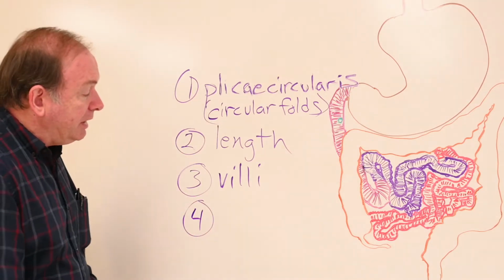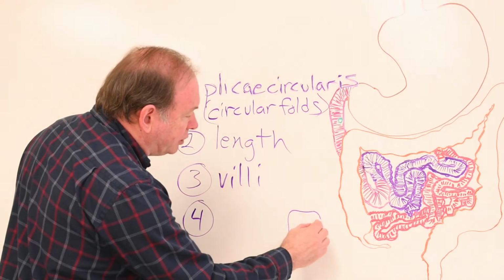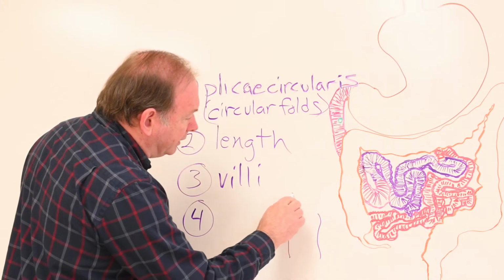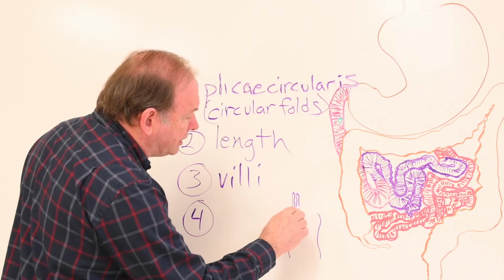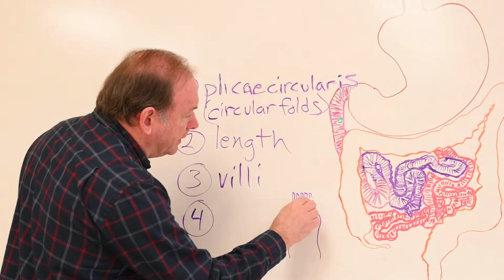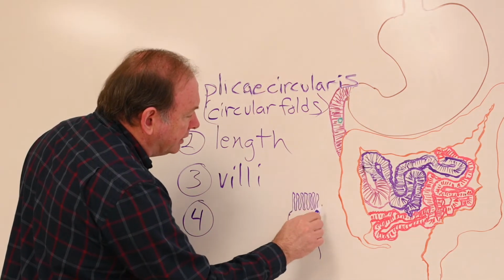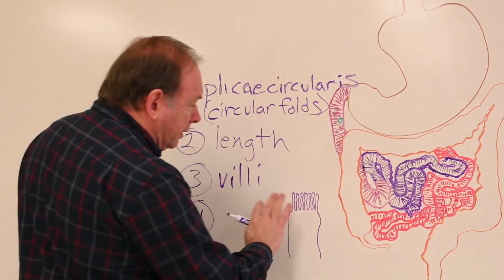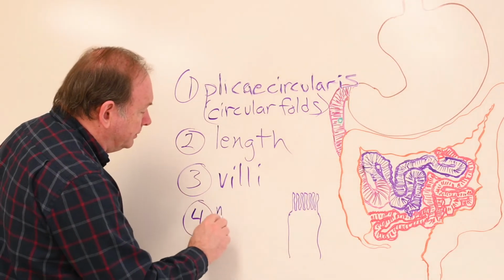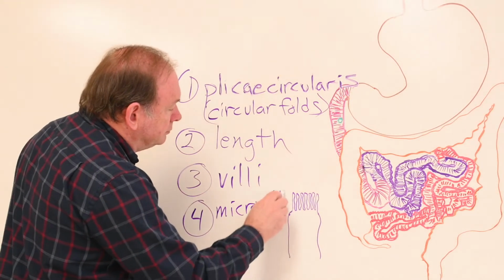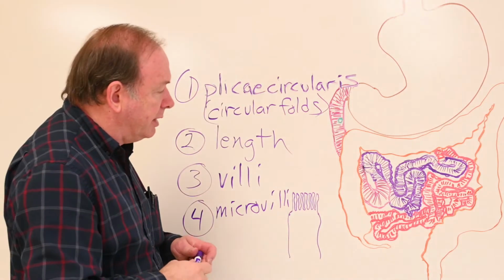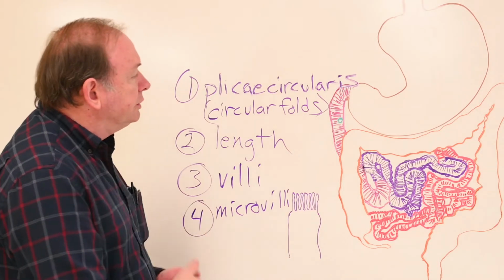And fourth, each individual cell, so if this is an individual cell here, on the surface of that cell, it has what we call microvilli, little extensions coming up off each cell to increase that absorptive surface area. So each cell has a whole array of very evenly sized and spaced microvilli. So those four things increase the absorptive surface area for food molecules in the small intestine.